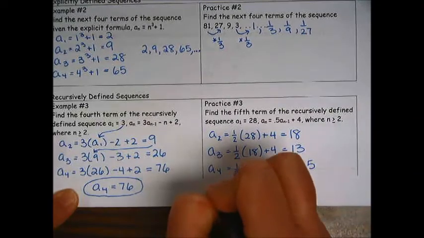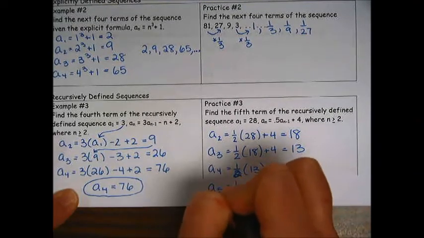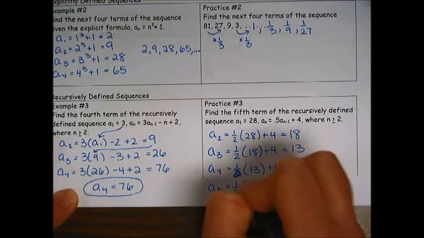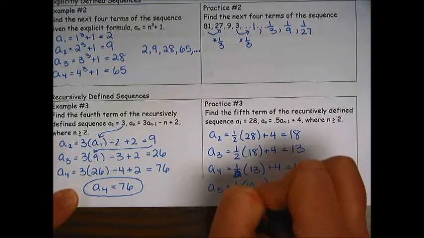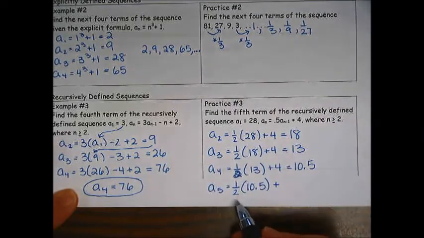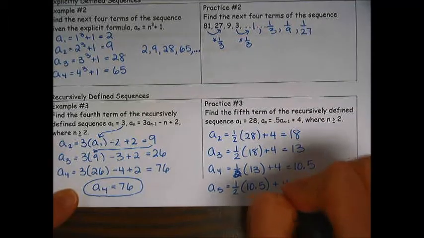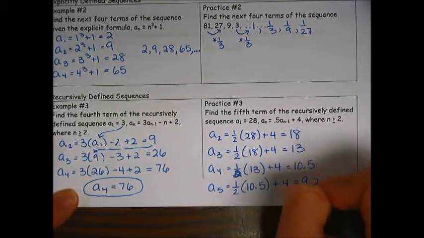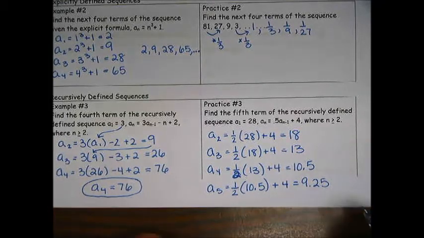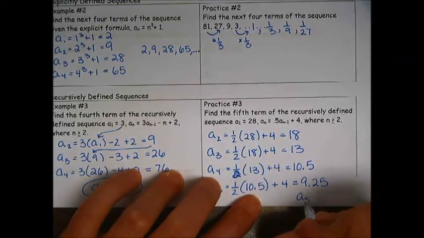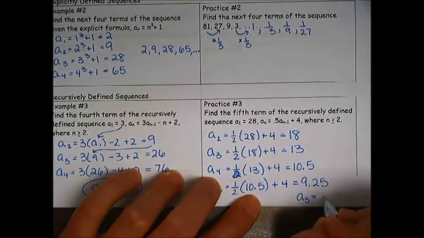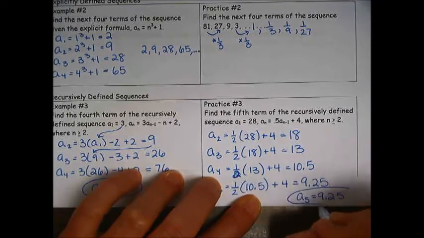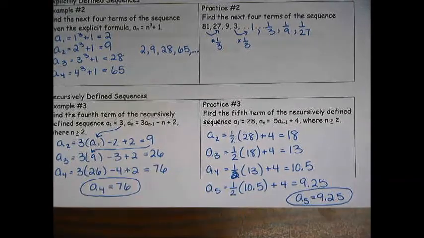Math is getting a little trickier. Half of 10.5 is going to be 5.25, plus 4 would be 9.25. So my fifth term is 9.25, or 9 1/4.